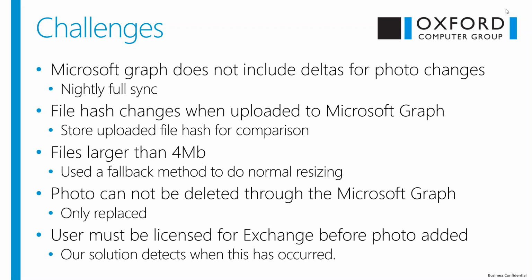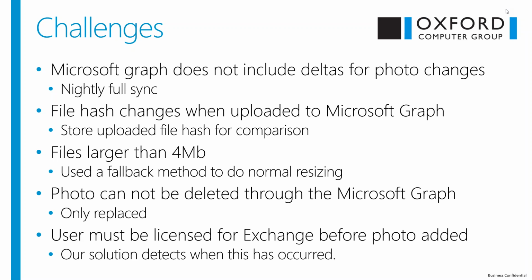Yeah, and so what we're doing to get over that is once we successfully make that call where we're exporting the photo out to the graph, then we turn around and make another call just to get that photo back right away, which has been edited, and we're storing that file hash for comparison. So we know that this new file hash is actually the same as the photo that we had exported.